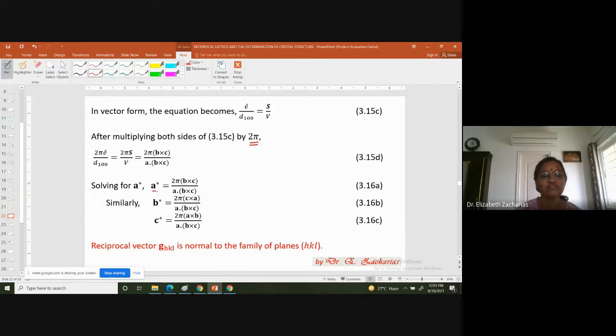And what is the direction of A star vector? A star vector will be perpendicular to the plane BC. So what we have seen about the reciprocal lattice, you draw a normal on that, fixing a point. That means it has to be normal to the BC plane, or perpendicular to the family it represents.